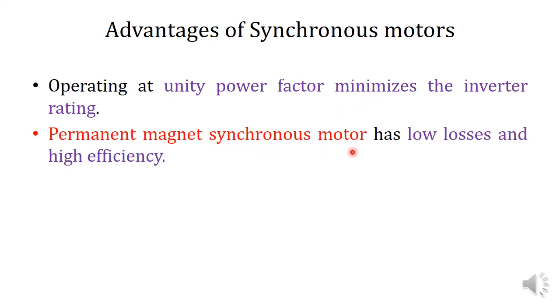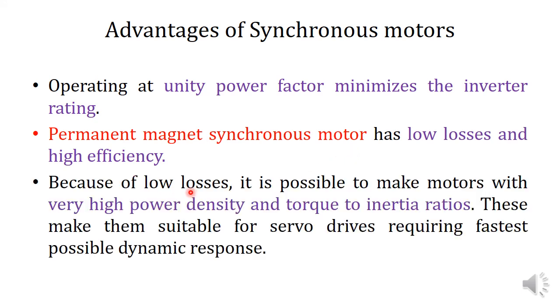Permanent magnet synchronous motor has low losses and high efficiency. Because of low losses, it is possible to make motors with very high power density and torque to inertia ratios. These make them suitable for servo drives requiring fastest possible dynamic response.